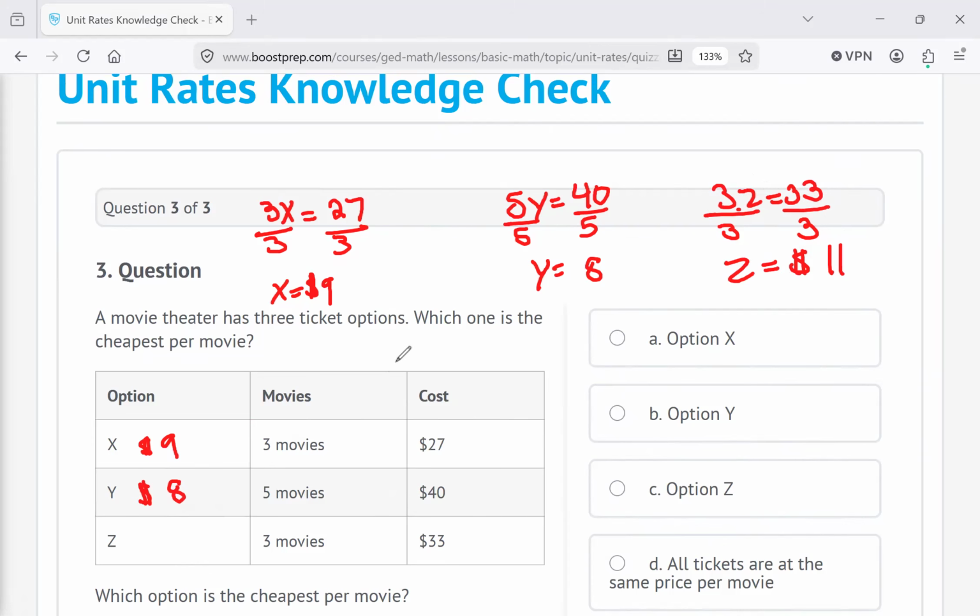Okay, so which one of these is cheapest? It looks like option Y is, right? Option Y is $8, option X is $9, and option Z is $11.